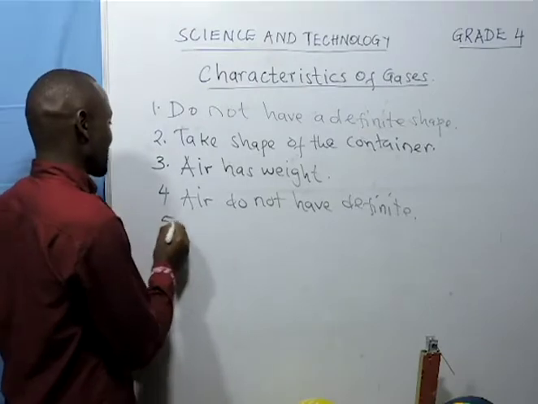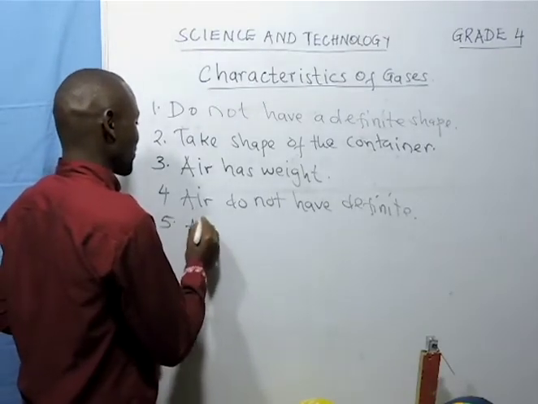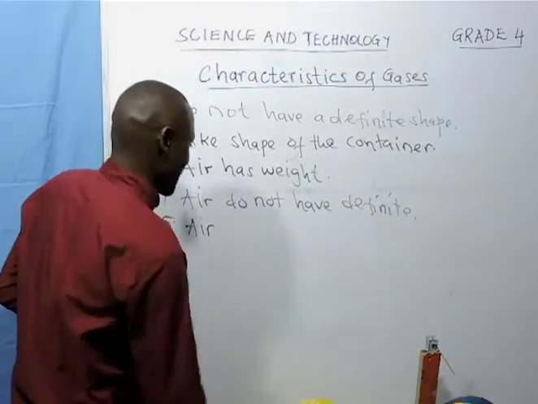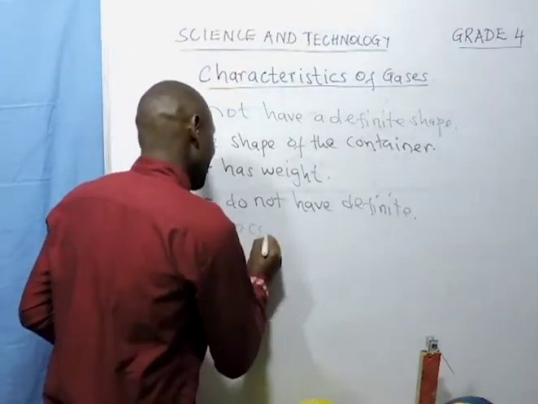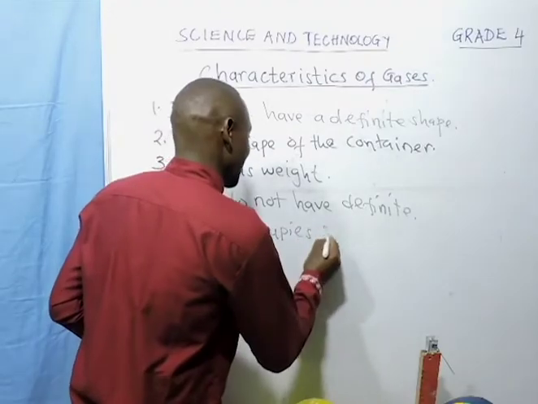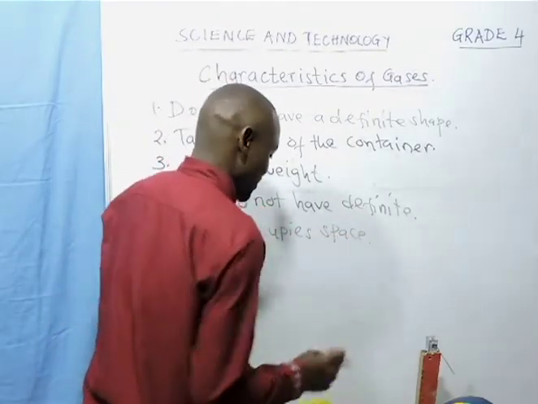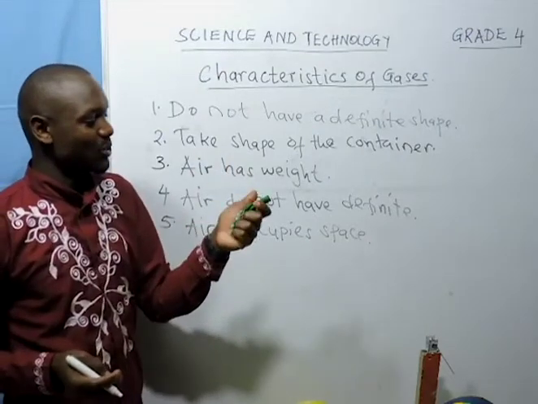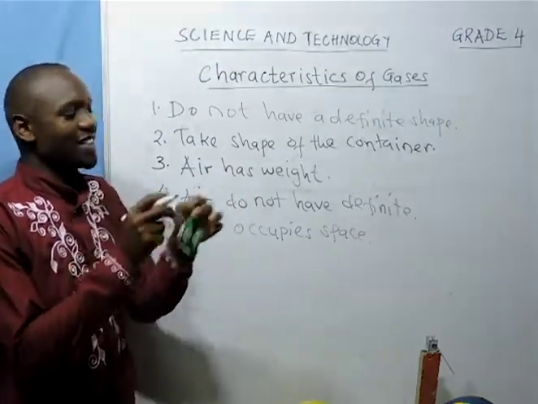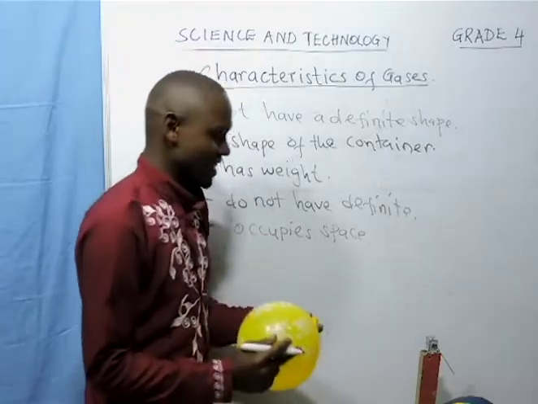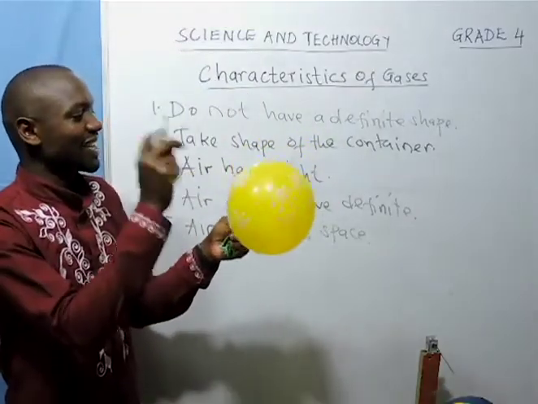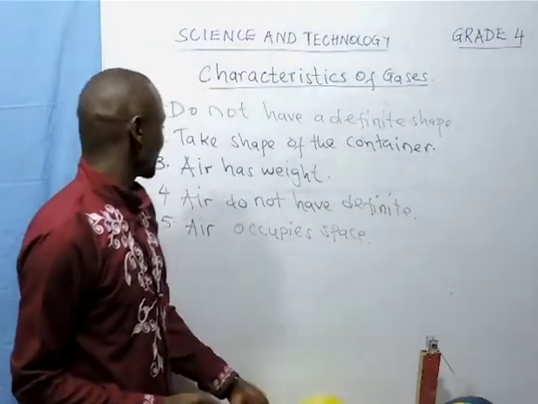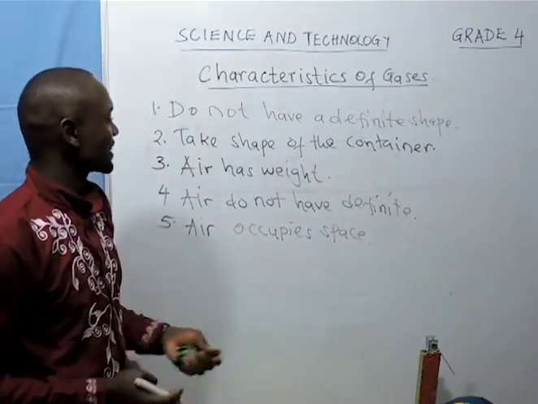Then lastly, we say that gases or air occupy space. We have seen that from the balloon. A balloon that is empty like this one, once we fill it with air, will become inflated like this one. That means that inside the balloon there is air. So air occupies space. Those are the five characteristics of gases.